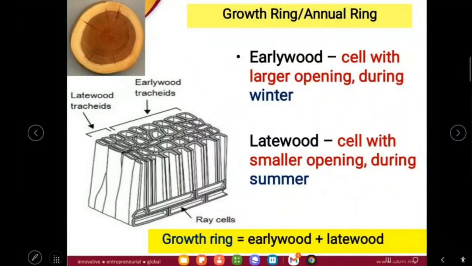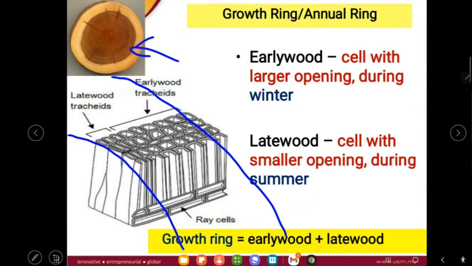Now we talk about the growth ring or the annual ring, which we mentioned earlier. In the wood, we can see every layer of the ring. For example, if you look at the tree, it has this layer, which is what we call one ring, and then you have another ring like this. But let us look at this ring first. This ring comprises two sections. One is what we call early wood, and the other is what we call late wood.